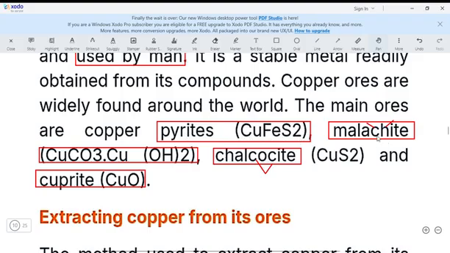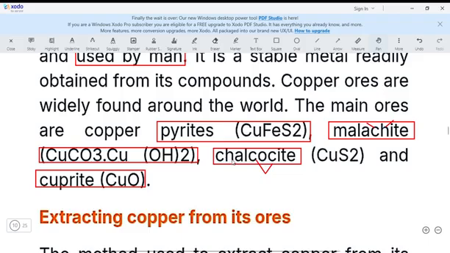Then another ore of copper, we have the malachite. That's copper carbonate and then copper hydroxide. So if you want to remember this, you pick the letter C to remember the carbonate, letter H, the hydroxide. So once you remember the malachite, the CH is carbonate and hydroxide. So copper carbonate, copper hydroxide.